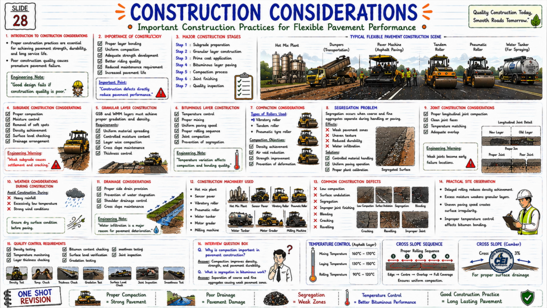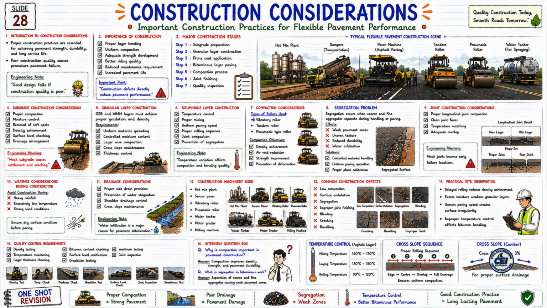And this is the actual field construction setup. Now let us look at the fourth topic. 4 Subgrade construction considerations. Subgrade preparation में क्या important है? Proper compaction, moisture control, removal of soft spots, density achievement, surface level checking, drainage arrangement. Now see engineering warning below. Weak subgrade causes settlement and cracking. And pavement foundation failure starts from here.